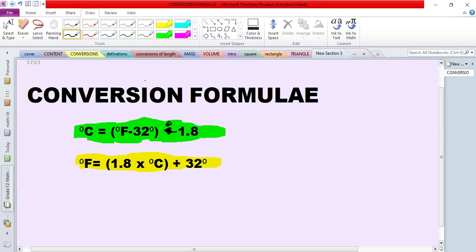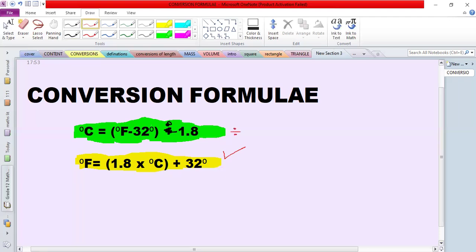Please write it down. Don't take a screenshot. Just write it down. Degrees Celsius is equal to degrees Fahrenheit minus 32 degrees divided by 1.8. Then degrees Fahrenheit is equal to 1.8 multiplied by degrees Celsius plus 32. This one is correct, plus this formula is correct. This one, we divide. We do not minus, we divide.